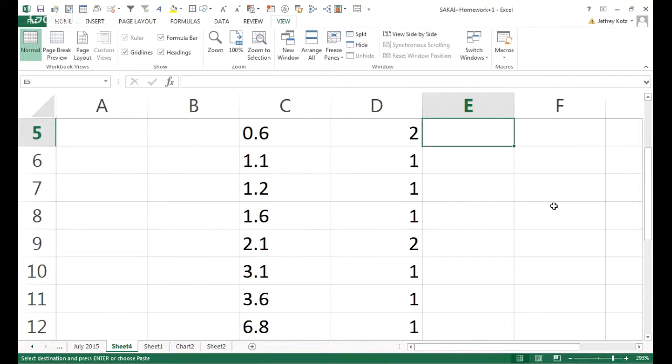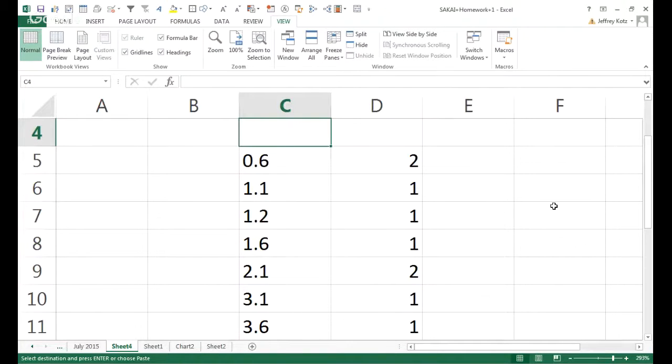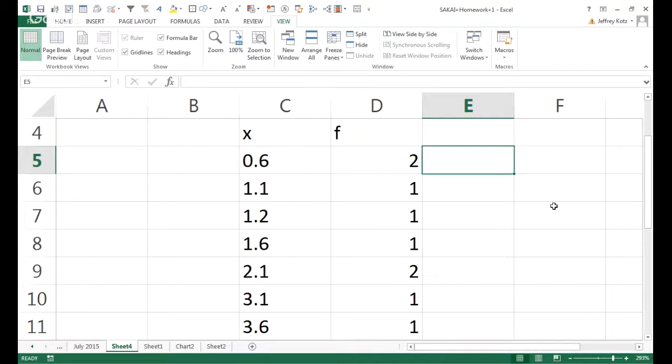But since I have Excel here, all you need to do to calculate the total sum is say this is X and this is F, because this is our observation, X, and this is the frequency, how frequently it occurs. The total number of gigabytes would be, for each one of these X's, how many times it occurs, and add them all up.